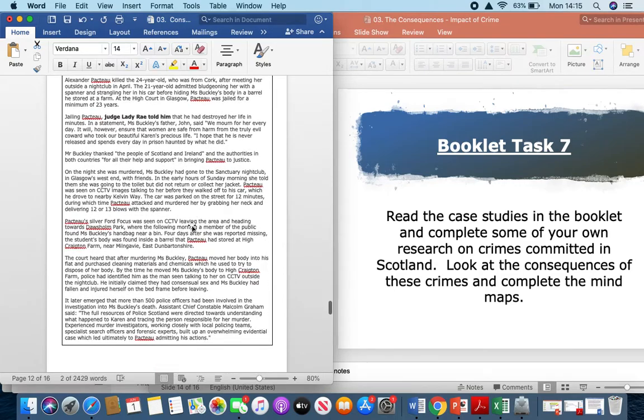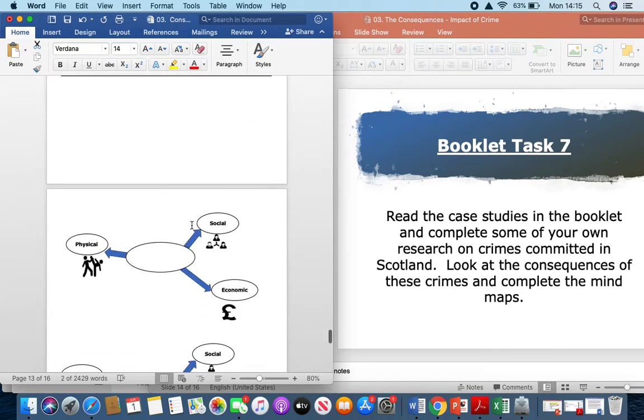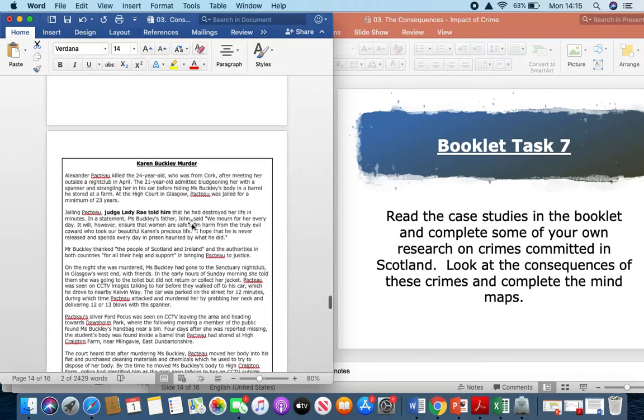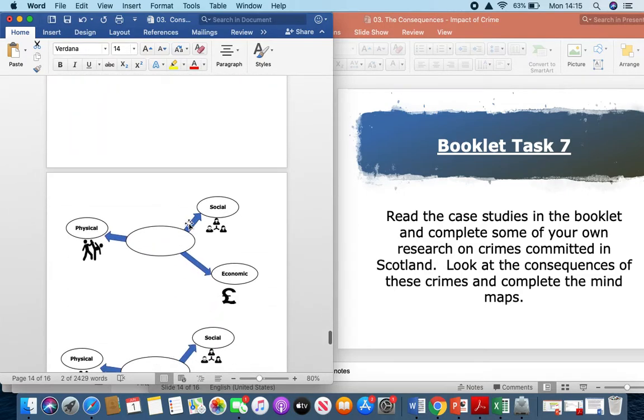So you're going to read through these, and then you're going to create one for Karen Buckley. So you put her name in there. What were some physical impacts that happened to her? What were some of the social impacts that happened?